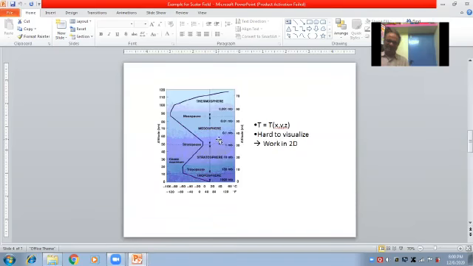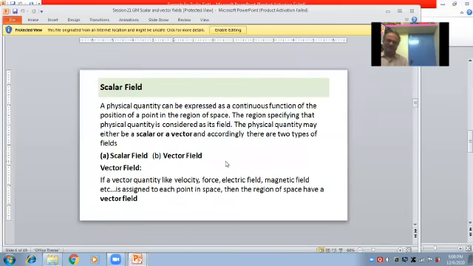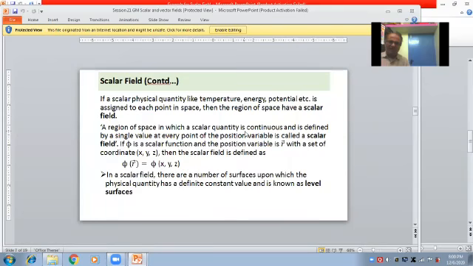Another example of a scalar field is the pressure variation in the atmosphere. The pressure is different at different positions of the atmosphere. So there is a pressure gradient around the surface of the earth. So it is also a good example of a scalar field. Again, I will move back to our topic. So now you understood the meaning of the scalar field, and you also understood what a vector field is.